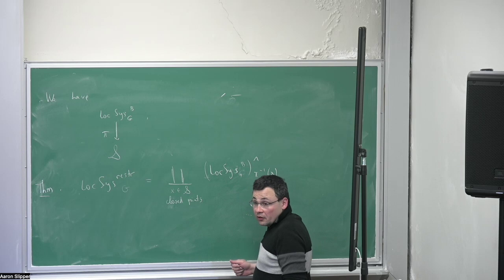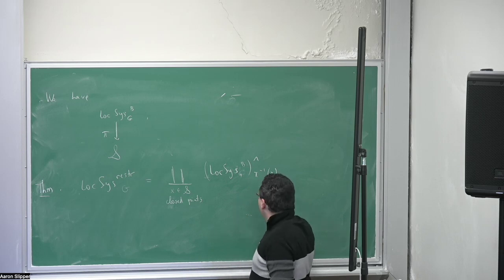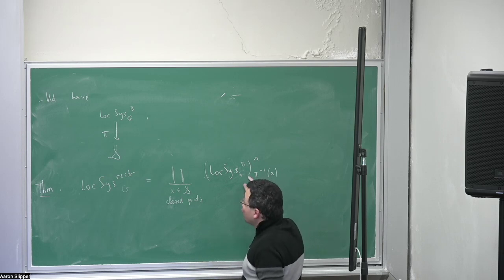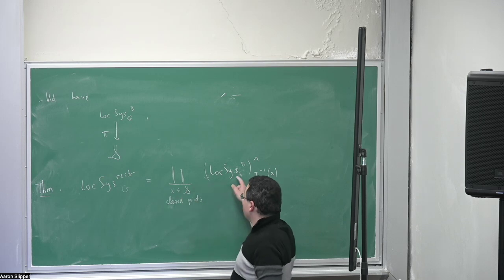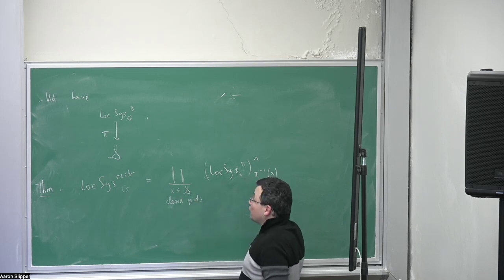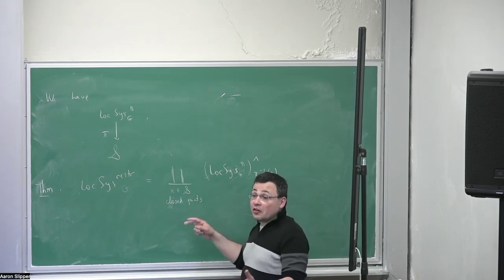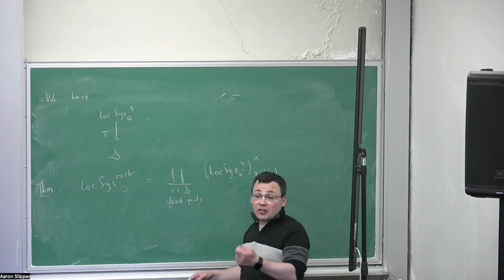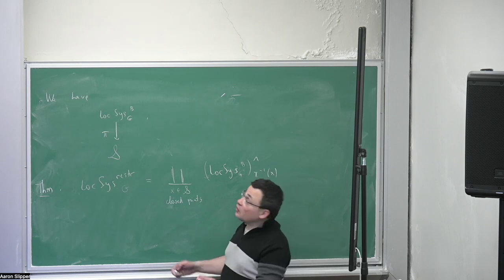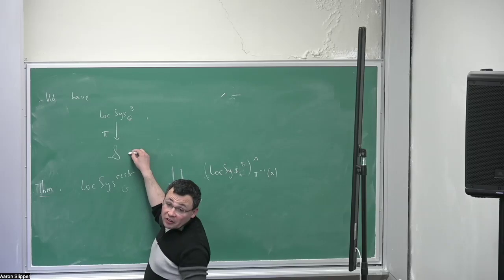What are the reduced points? Well, it's a little complicated to say. The reduced points are these preimages, or the reduced part of this preimage. For an irreducible local system, that will be 1. So you're asking, what gets collapsed here?